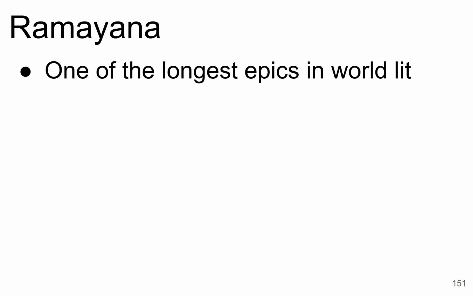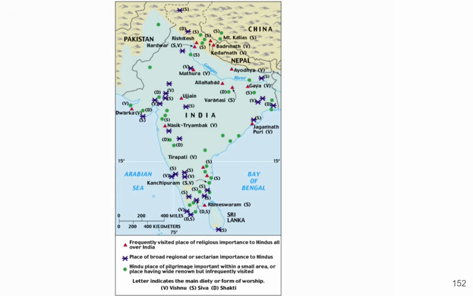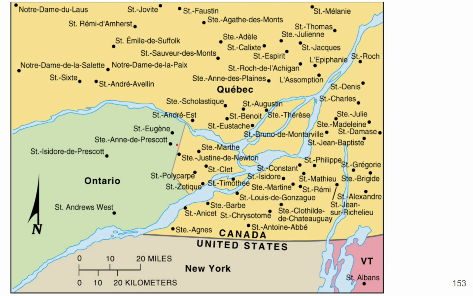One of the longest epics in world literature. These are some of the sacred places, some of the important places for Hindus, the little red triangles for Hindus. And the green dots are important places for pilgrimages. You can see Mount Kailash, apparently important to Shivites. And then they've got places that indicate the main deity or form of worship: Vishnu and Shiva and Shakti, female consort.